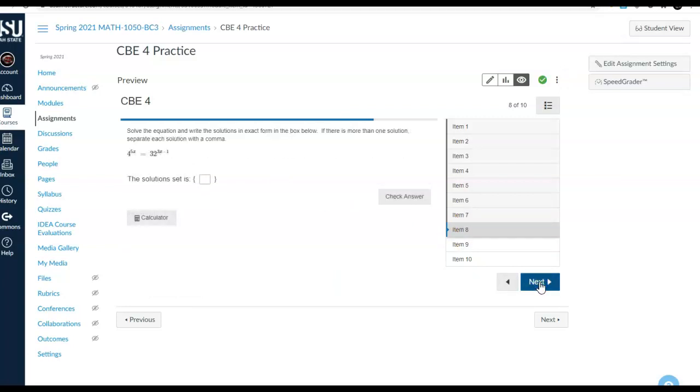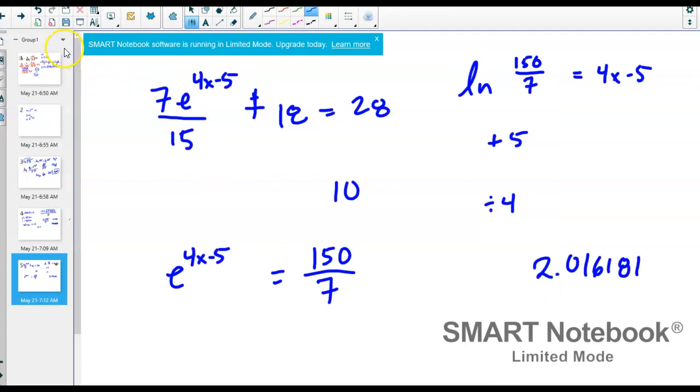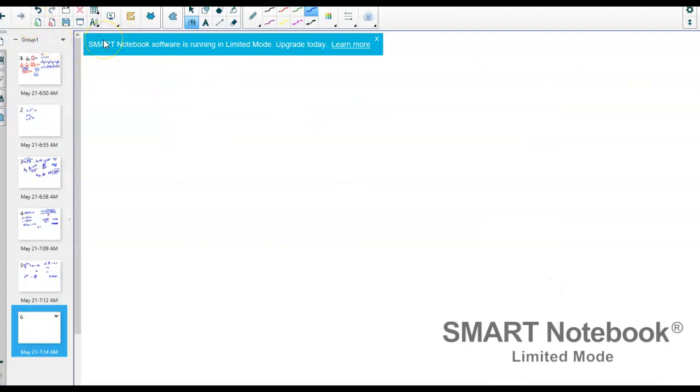Okay, next one, I've got 4 to the 5x and 32 to the 3x minus 1. So I want to put these both in base 2. So to do that, if you remember, 4 can be written as 2 to the 2nd. And so that's all of the 5x. So that would just be 2 to the 10x.